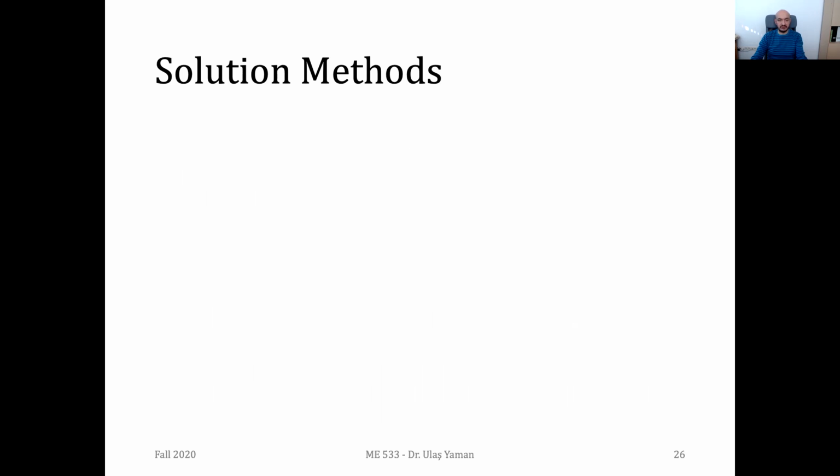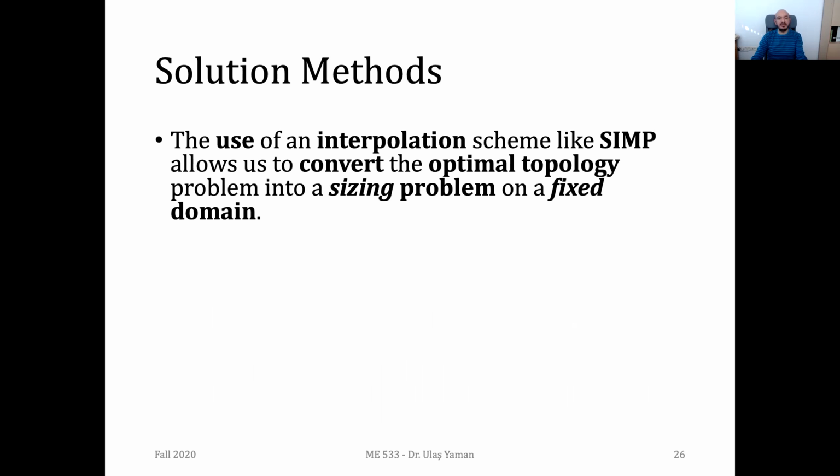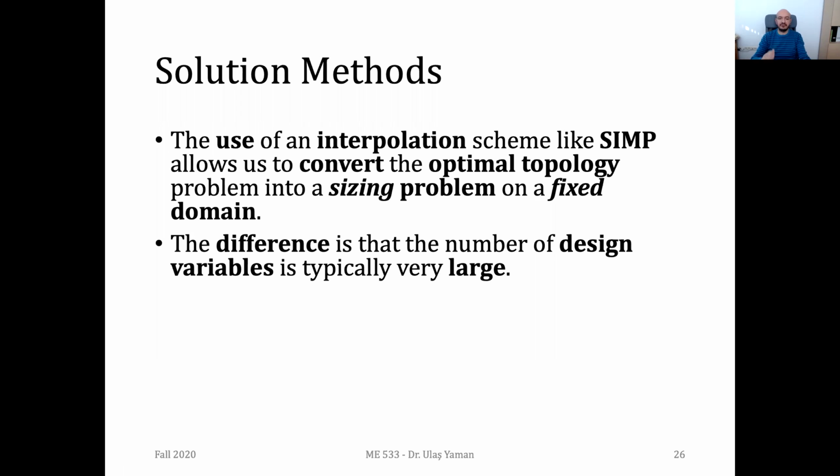Now let's have a look at some solution methods, what type of steps we should follow in the SIMP method. We are going to use a kind of interpolation in this method. It will be a sizing problem over a fixed domain. At the beginning of the problem, we have the domain, some constraints, boundary conditions, and some loads. These are all fixed at the beginning. Then from iteration to iteration, we will be modifying the material properties of these elements, whether they are going to have material or not.